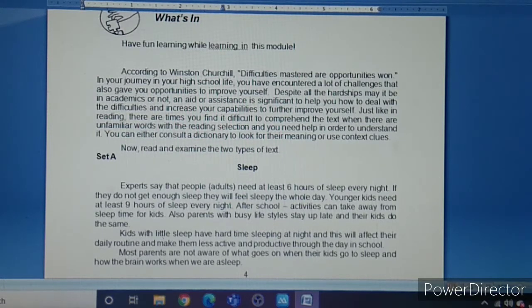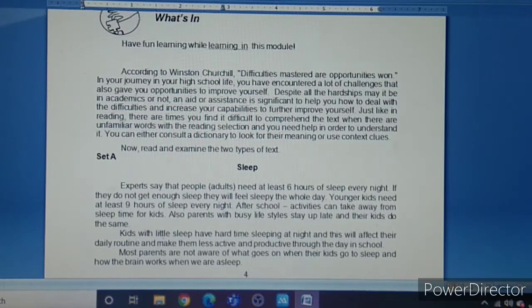Experts say that people or adults need at least 6 hours of sleep every night. If they do not get enough sleep, they will feel sleepy the whole day. Younger kids need at least 9 hours of sleep every night. After school, activities can take away from sleep time for kids. Also, parents with busy lifestyles stay up late and their kids do the same. Kids with little sleep have a hard time sleeping at night, and this will affect their daily routine and make them less active and productive through the day in school.